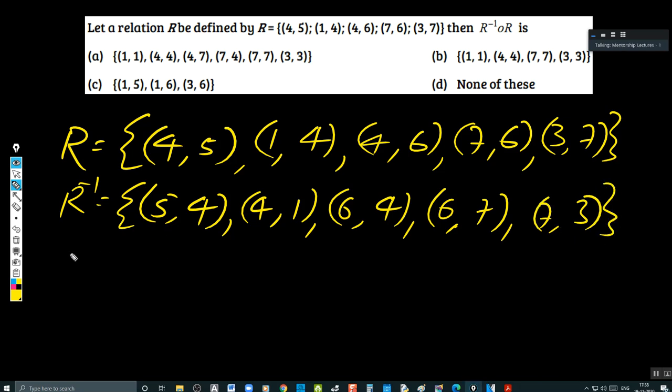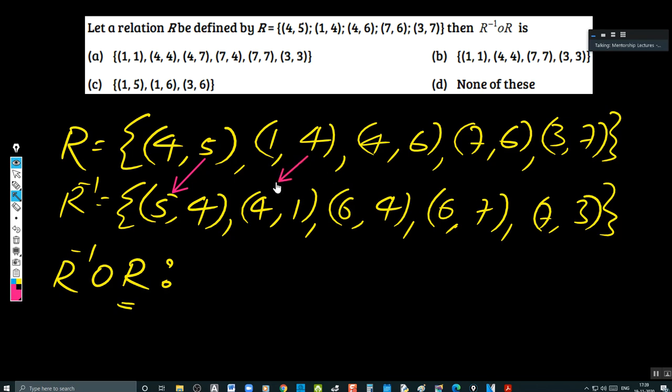What is that we need? R inverse o R. So what is that I said? Start from right side. Right side is R here. Take the domain of it. Take the range of it and eliminate the domain from R inverse. Now let me show that through arrow marks here. Because right side you have R here, start from R. Take its range and map this to its domain. Any more such? 5 not there.